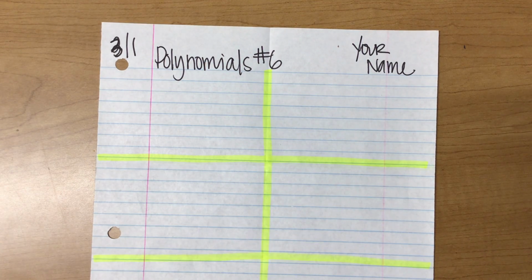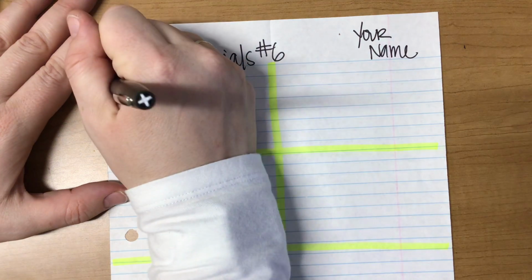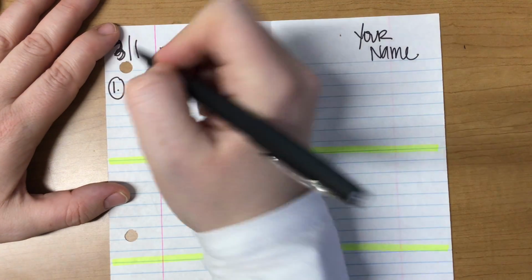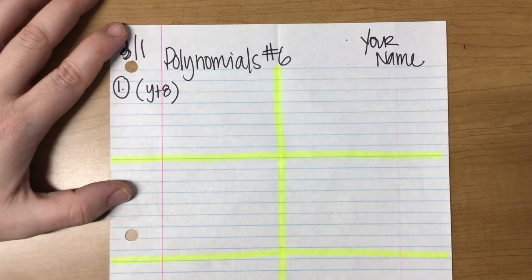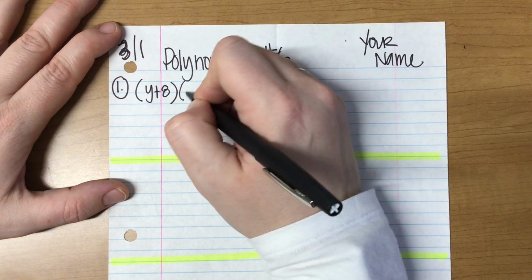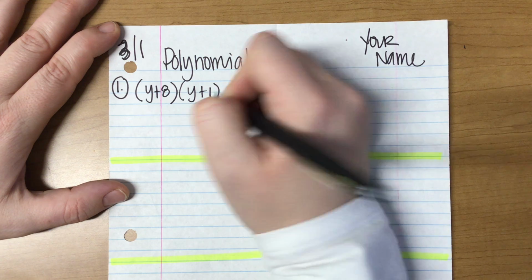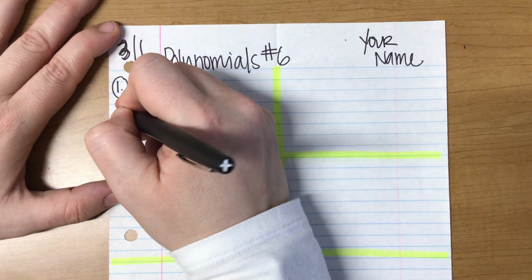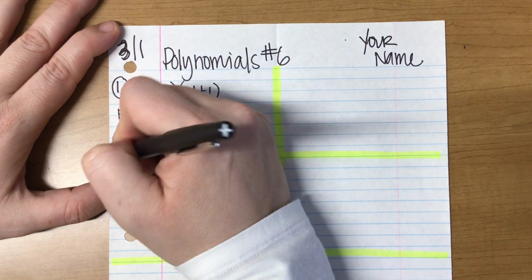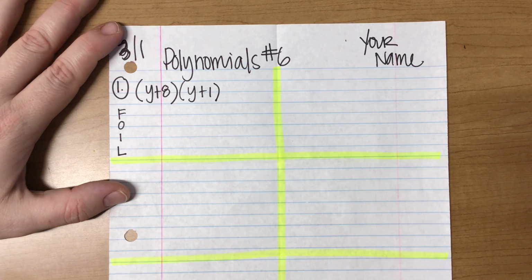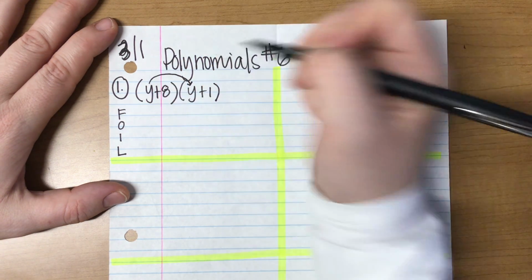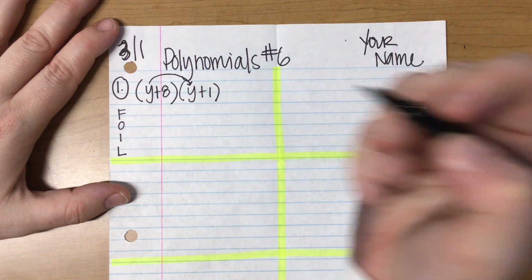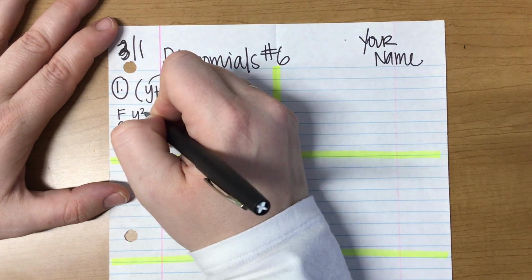All right, here we go. Let's practice foiling. So y plus 8, binomial number 1, times y plus 1, binomial number 2. So I have FOIL. First, outside, inside, last. I take the first term times the first term. Y times y is y squared.